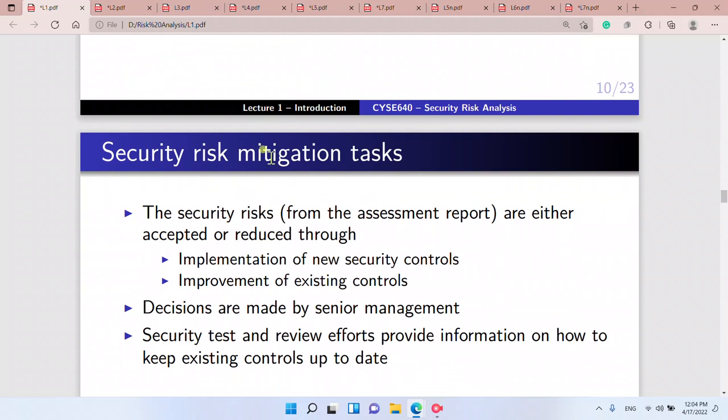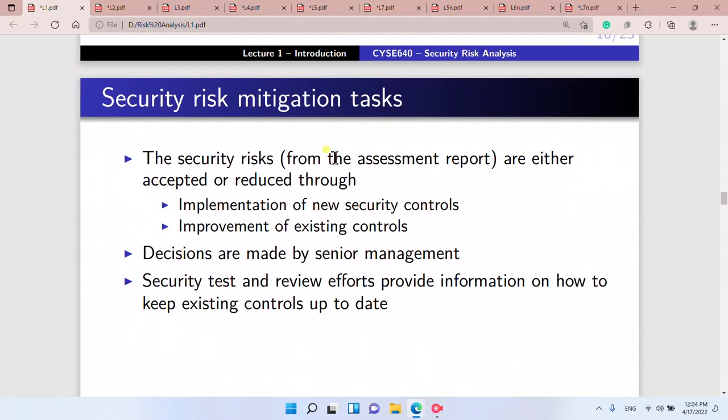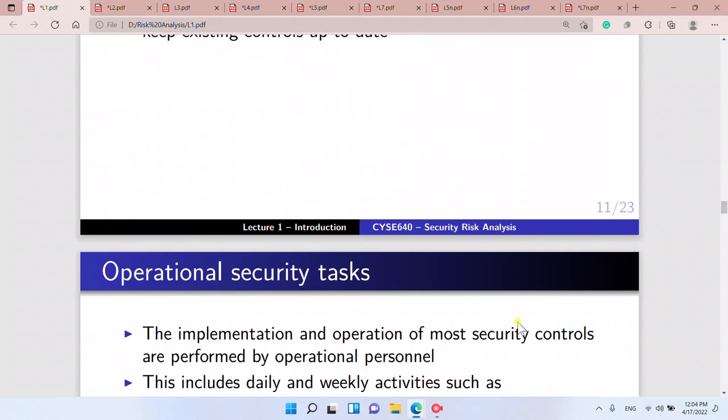Now the third task is mitigation, and in here we have to implement new security controls or improve the current security controls, and decisions are made by senior management. Security test and review efforts provide information on how to keep existing controls up to date.